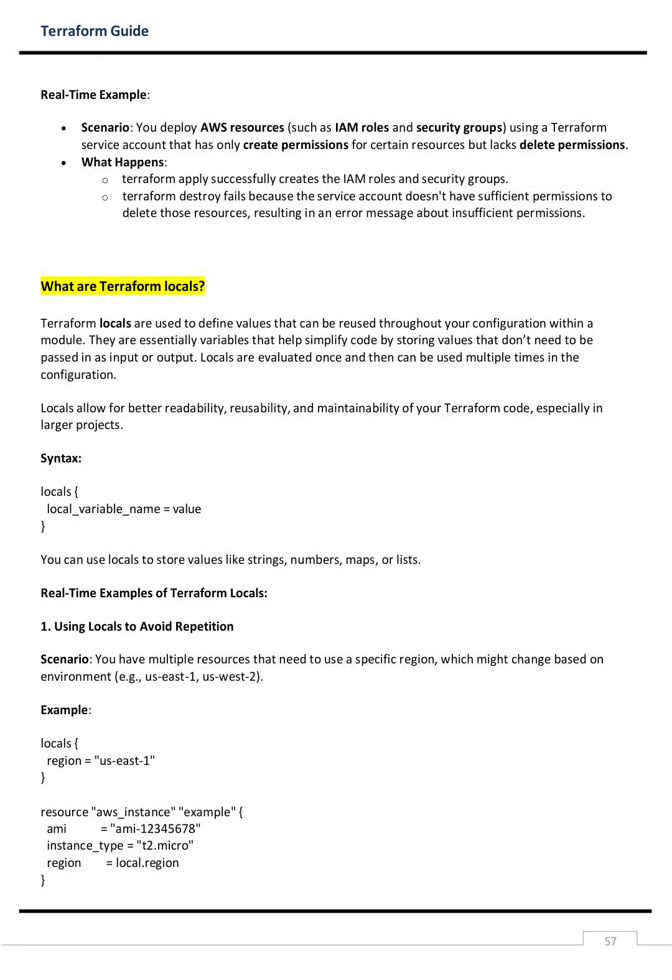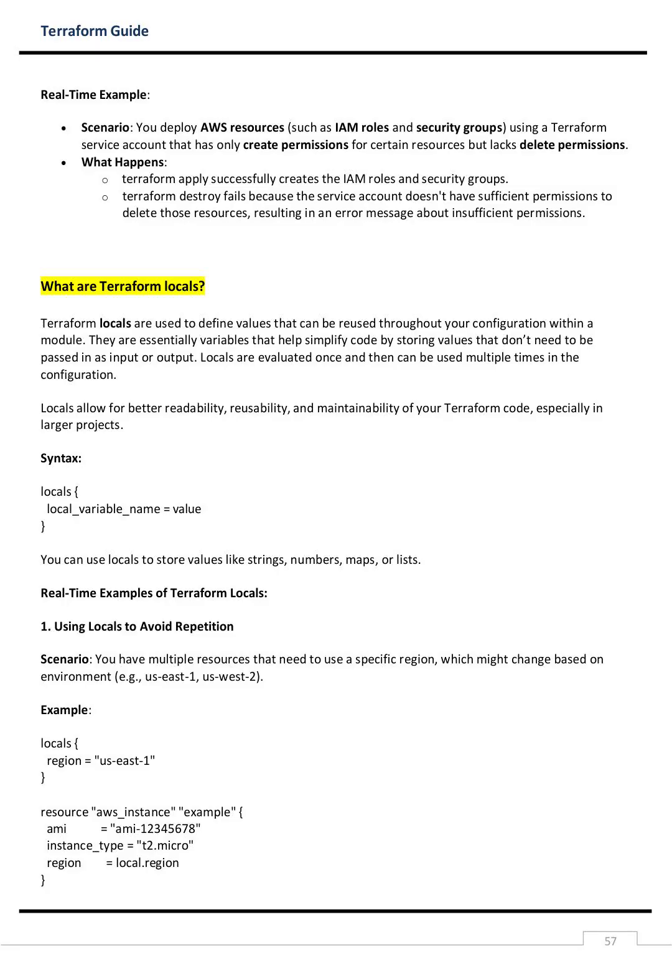What are Terraform locals? Terraform locals are used to define values that can be reused throughout your configuration within a module. They are essentially variables that help simplify code by storing values that don't need to be passed in as input or output. Locals are evaluated once, and then can be used multiple times in the configuration. Locals allow for better readability, reusability and maintainability of your Terraform code, especially in larger projects. Syntax: locals. You can use locals to store values like strings, numbers, maps, or lists.